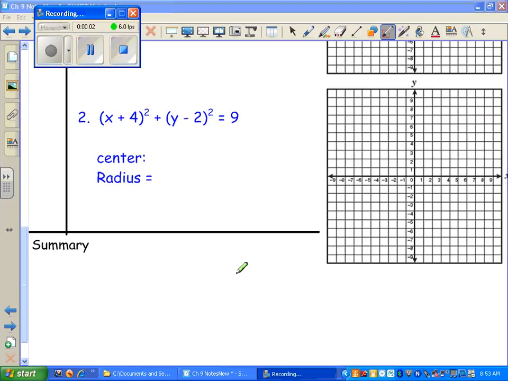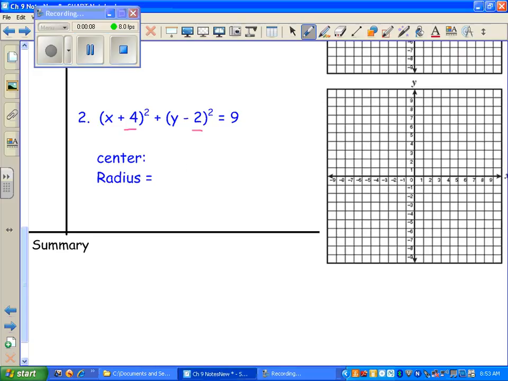So for graphing a circle, we need to find the center in the equation, which comes from these numbers in your parentheses. And again, remember that the formula would normally be x minus h and y minus k, so you need to change the sign of these values for the center. So the x value of the center is -4, and the y value is +2.